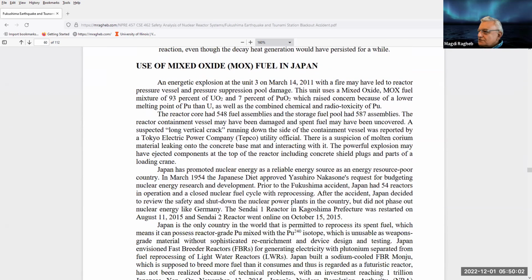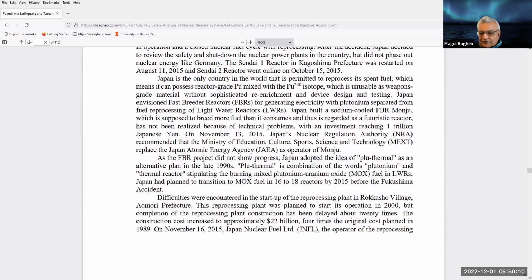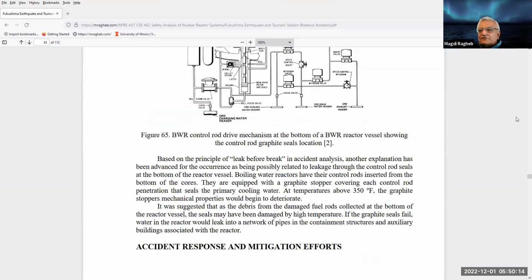Another issue that is still being debated is the use of the mixed oxide fuel. In Japan, I mentioned that one of the units had the mixed oxide, and it suggested that it is highly reactive in that case.